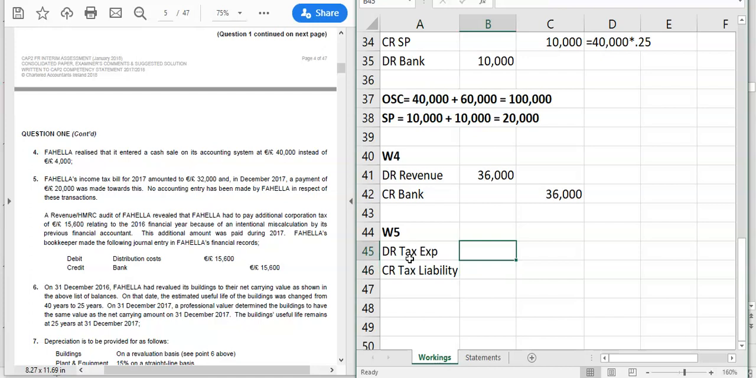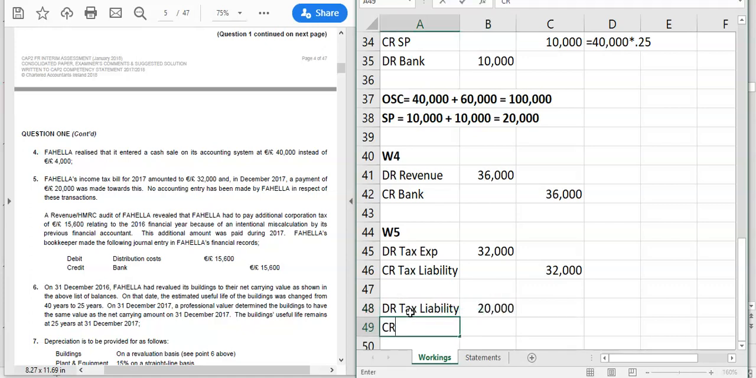That's fine. So you can do this. I'm just doing it in separate steps. You can do it as a net journal if you wanted to. Tax expense amounts to 32,000. That's fine. Payment of 20,000 has been made towards that. So actually of that 32, you're going to debit tax liability, 20, and you're going to credit bank, 20.